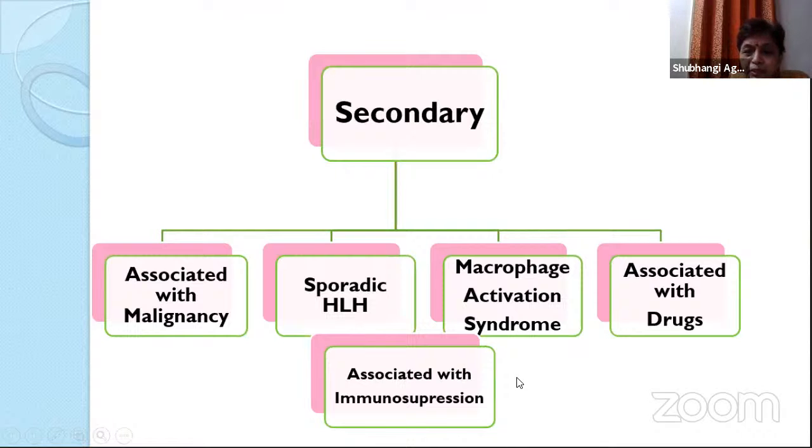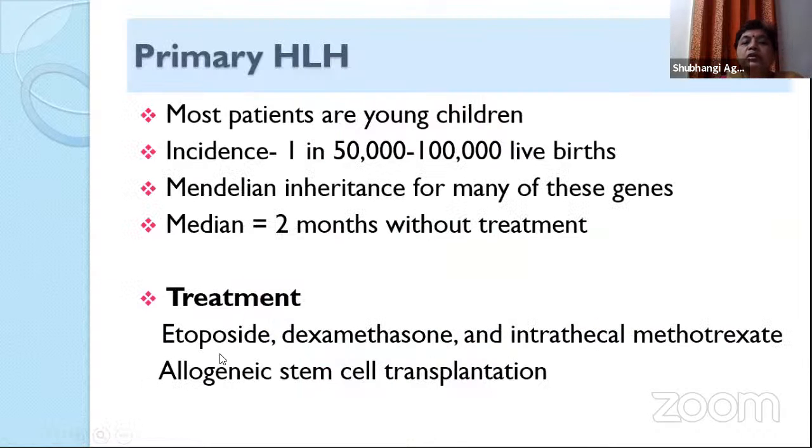So, coming to the primary HLH, it is commonly seen in young children, and the incidence is 1 in 50,000 to 1 lakh live births. It is a Mendelian inheritance for many of these disorders, and the median survival is 2 months without treatment. The treatment for primary HLH is usually etoposide, dexamethasone, and intrathecal methotrexate or allogeneic stem cell transplantation.